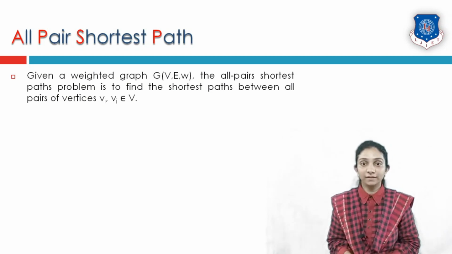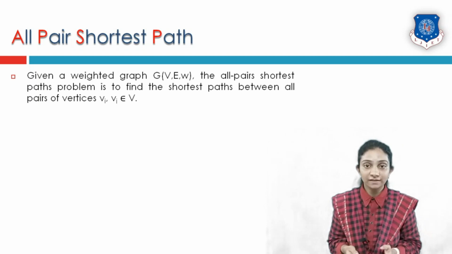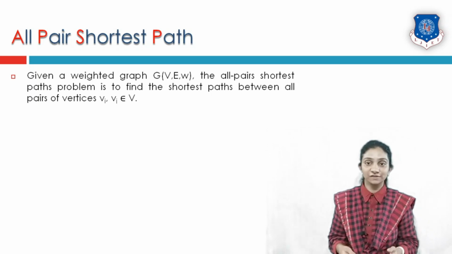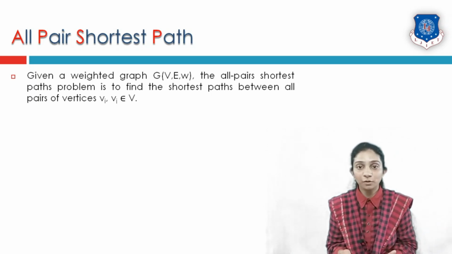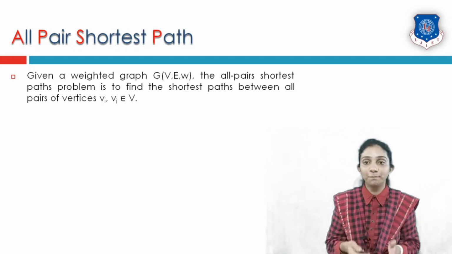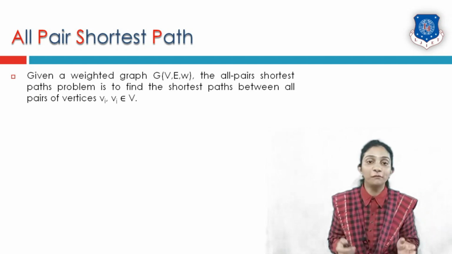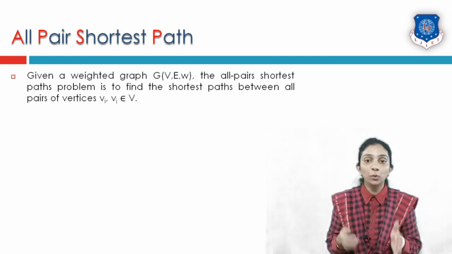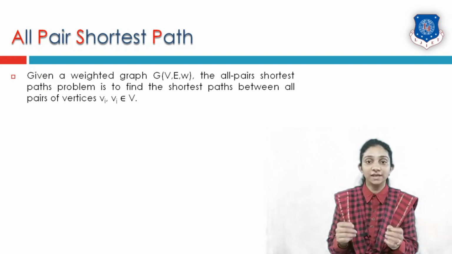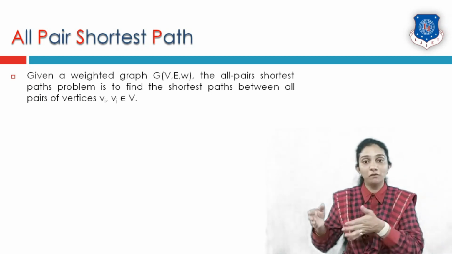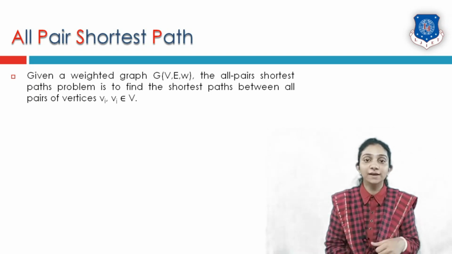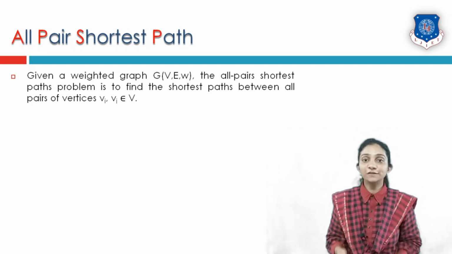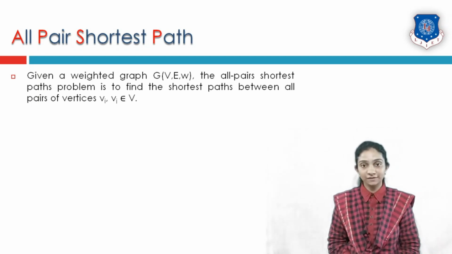In all pair shortest path, we are given a graph G, which is a set of vertices, edges and weights of those edges. The all pair shortest path problem is to find the shortest path between all pairs of vertices of the graph. That is, between each pair of vertices Vi and Vj belonging to set V of graph G, we have to find the distance which has minimum weight. So this is what the all pair shortest path problem is.